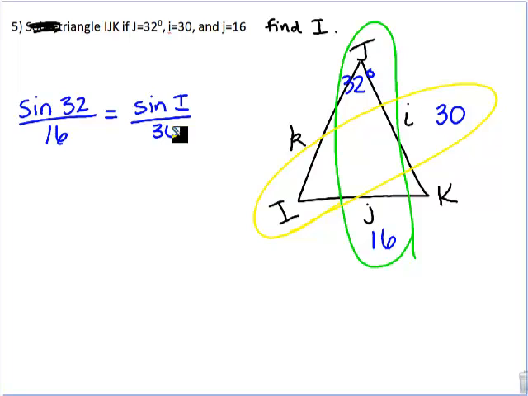So now we cross multiply to solve it. So it would be 30 times the sine of 32 is equal to 16 times the sine of I. How do you get the sine of I alone now? Divide by 16.